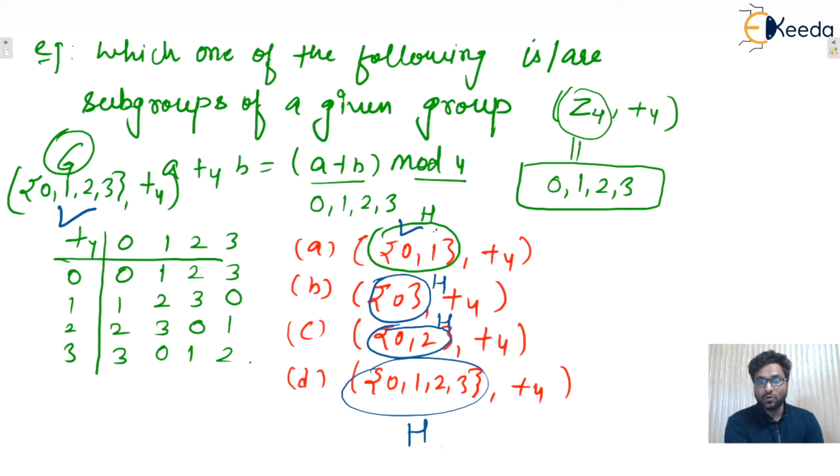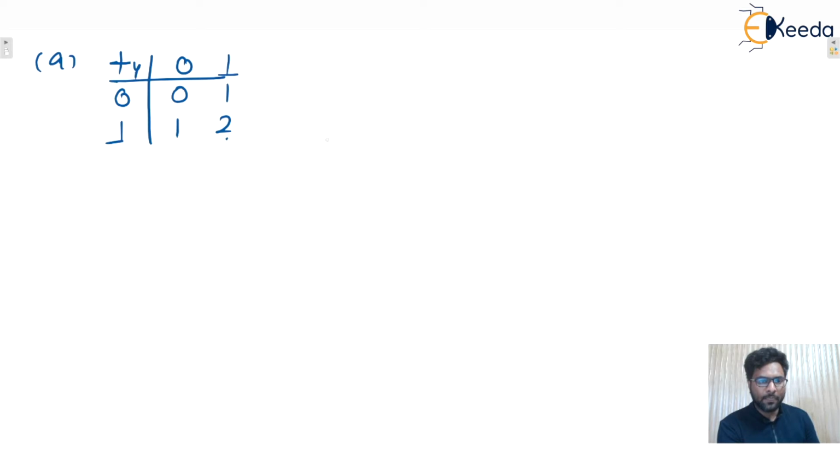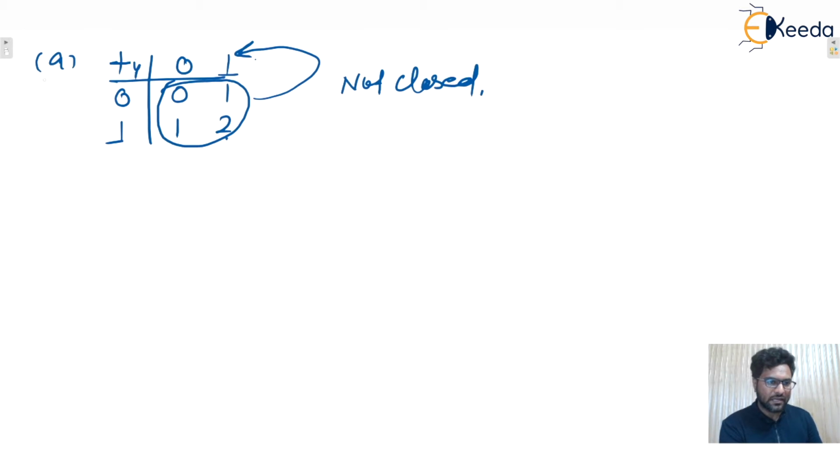Now we'll see the options one by one. We can see whether these algebraic structures are groups or not, whether they satisfy the properties of a group or not. Let us consider the first one, option A. Try to make the Cayley table 0, 1. This is addition modulo 4. So this is 0, this is 1, this is 1, this is 2. 1 plus 1 is 2, 2 mod 4 will be 2 only. So the outputs do not belong to the same set 0, 1. So that is not closed. Not closed means this is not a group. So option A cannot be the subgroup.